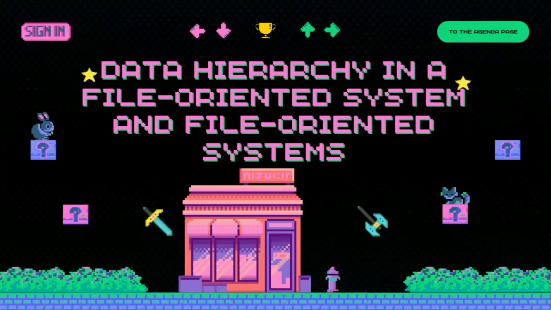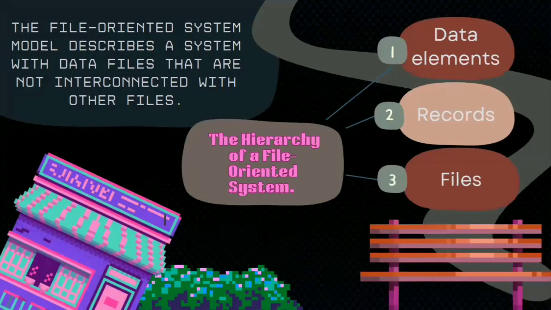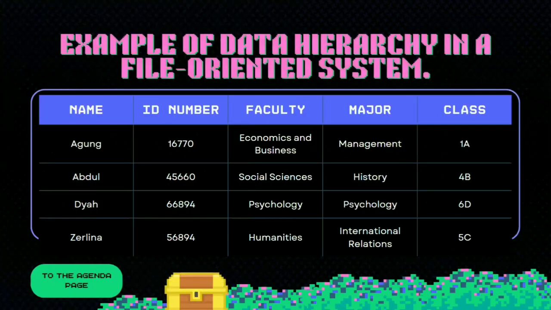And next slide, data hierarchy in a file-oriented system. The file-oriented system model describes a system with data files that are not interconnected with other files. Here is the hierarchy of a file-oriented system: data element, record, and files. Here is the example of data hierarchy in a file-oriented system.